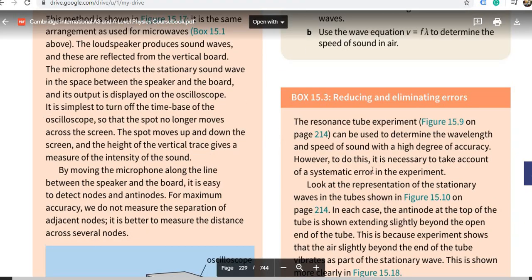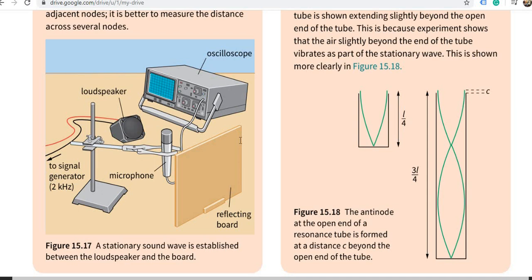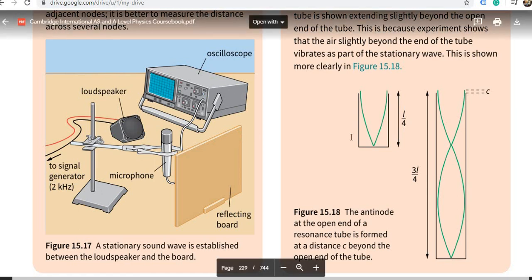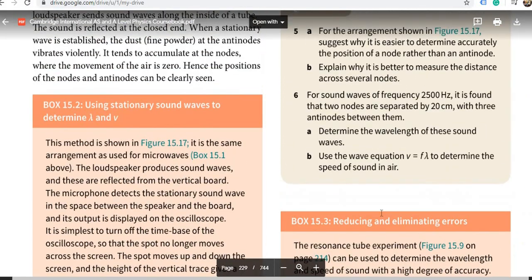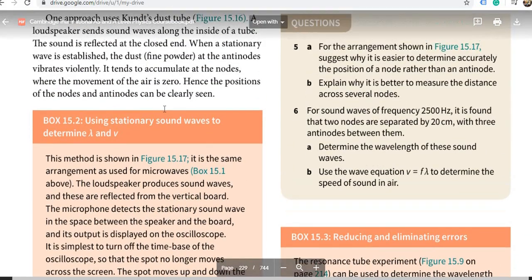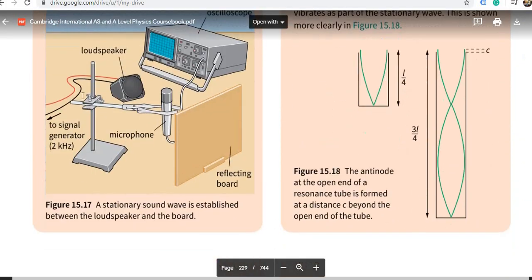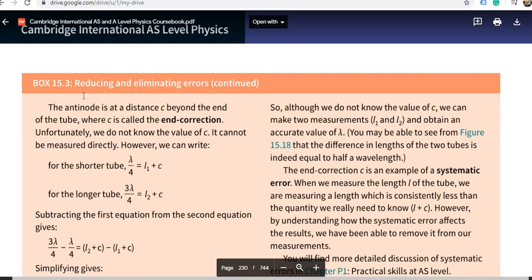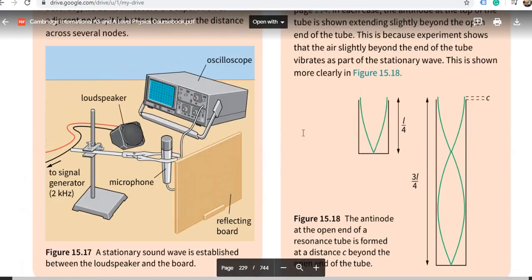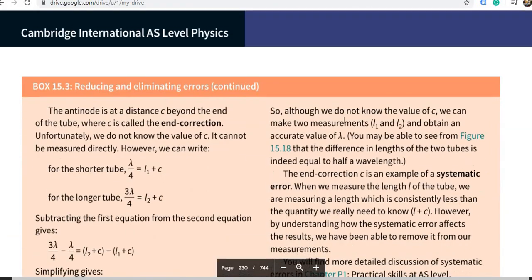Then the rest is easy. You can go through it and understand it by yourself. Here you can see reducing and eliminating errors using stationary sound waves to determine lambda and V. This is self-explanatory, and this is about end correction. This also is very easy. You can understand it by yourself by going through this.